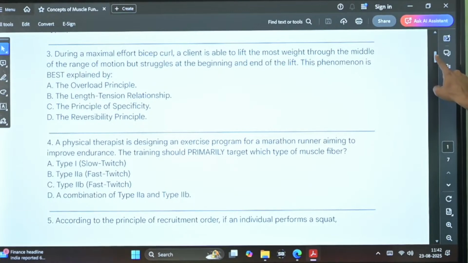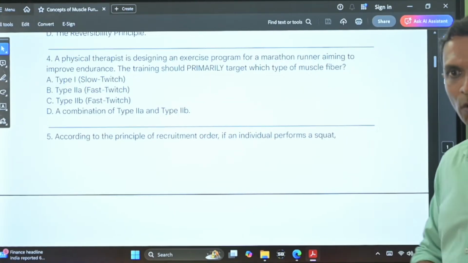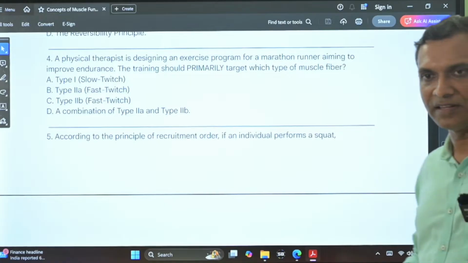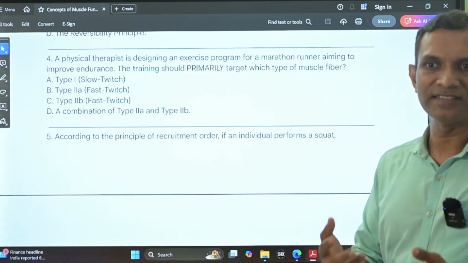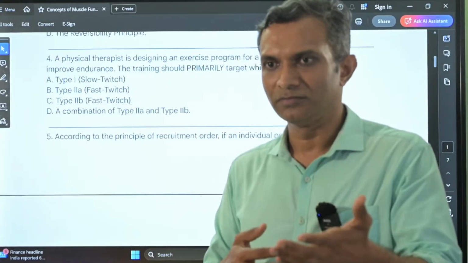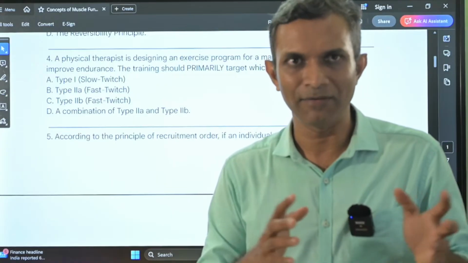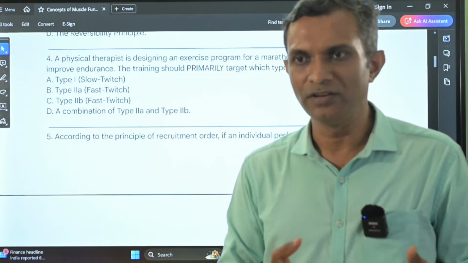We are going to question number 4. I hope you all have your notepads. Write down the options you have selected so that it becomes easy for you once we discuss the answers. You can check yourself how much percentage you have got, where your level of understanding is, and which point you need to work upon.